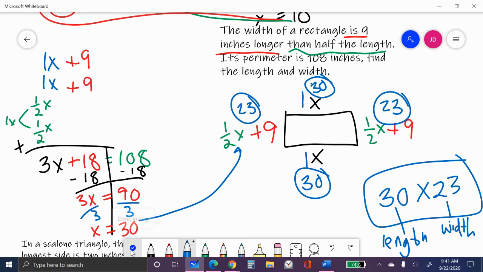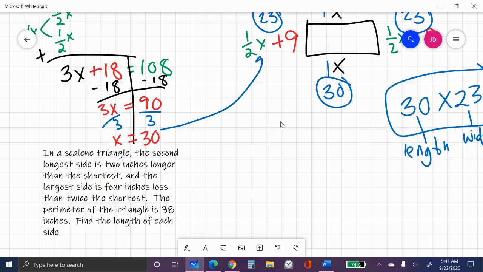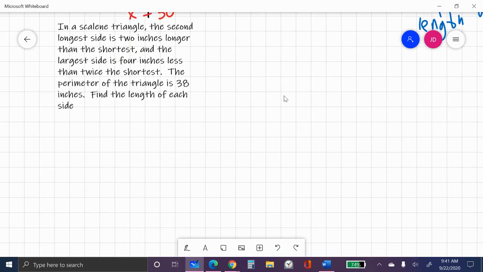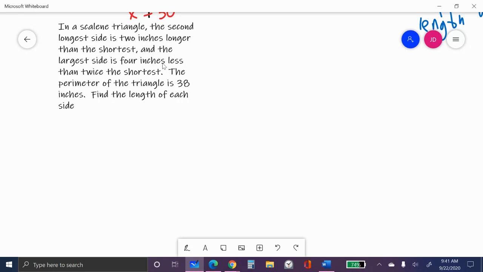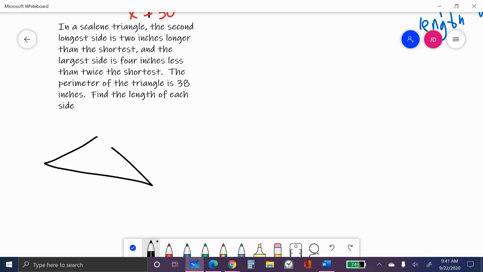All right, let's take a look at one more. In a scalene triangle, the second longest side is 2 inches longer than the shortest, and the largest side is 4 inches less than twice the shortest. The perimeter is 38. Find the length of each side. A scalene triangle, for those that don't remember, is a triangle with all different side lengths.